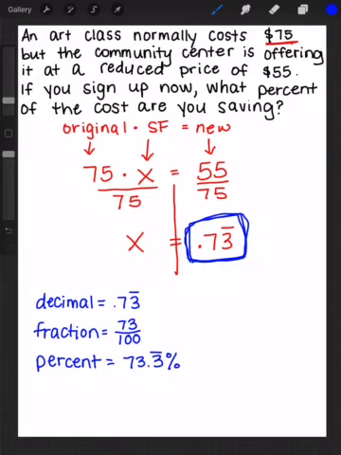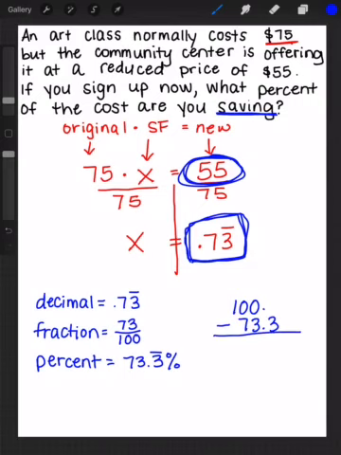Okay, now are we saving 73%? No. 73% is that 55. That's how much we are paying, not how much we're saving. Okay, when you see how much are you saving, you then need to take, okay, my price would be 100%. I'm subtracting the amount that I am paying, which is 73.3%. And then I would get my answer.